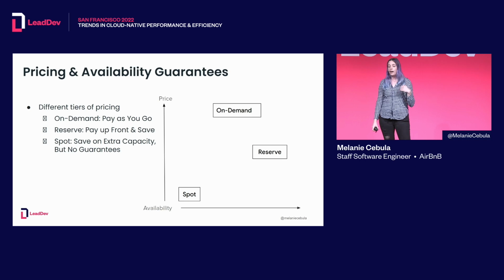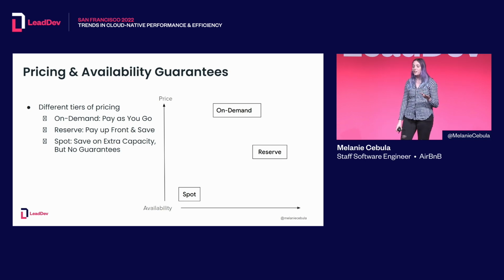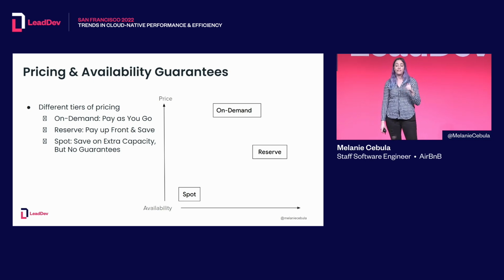So all cloud providers have similar tiers of pricing that are based on these basic categories. On demand or pay as you go. This is convenient. You won't pay for more than what you're using, but you're paying a premium for that convenience. This is often the default, so this might be what you're using.